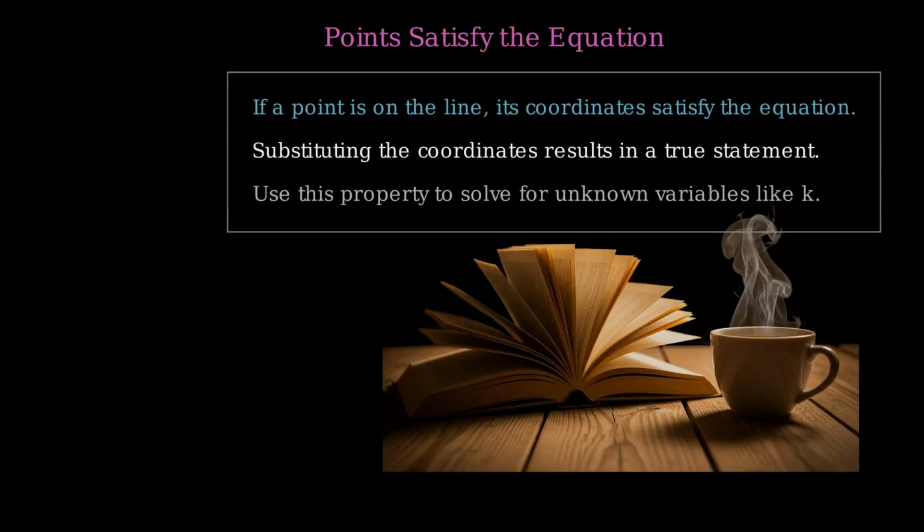If a point lies on a line, then its coordinates must satisfy the equation of that line. This means if you substitute the coordinates for x and y into the equation, it will make a true mathematical statement. We can use this property to calculate unknown values, such as finding a missing variable k.